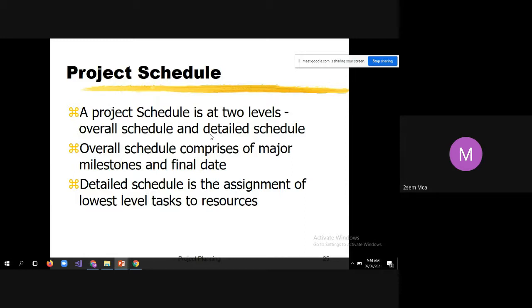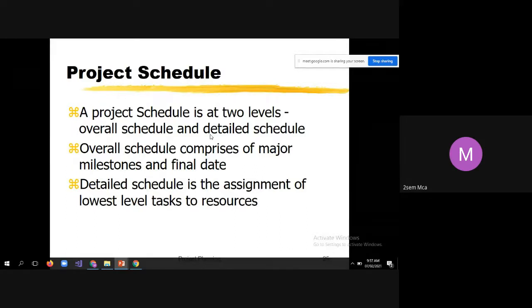Project scheduling is done at two levels. One is overall schedule and the other is detailed schedule. So let us see what is overall and detailed schedule. Overall schedule comprises of major milestones and final date. So the core components of overall schedule are the major milestones and final date.